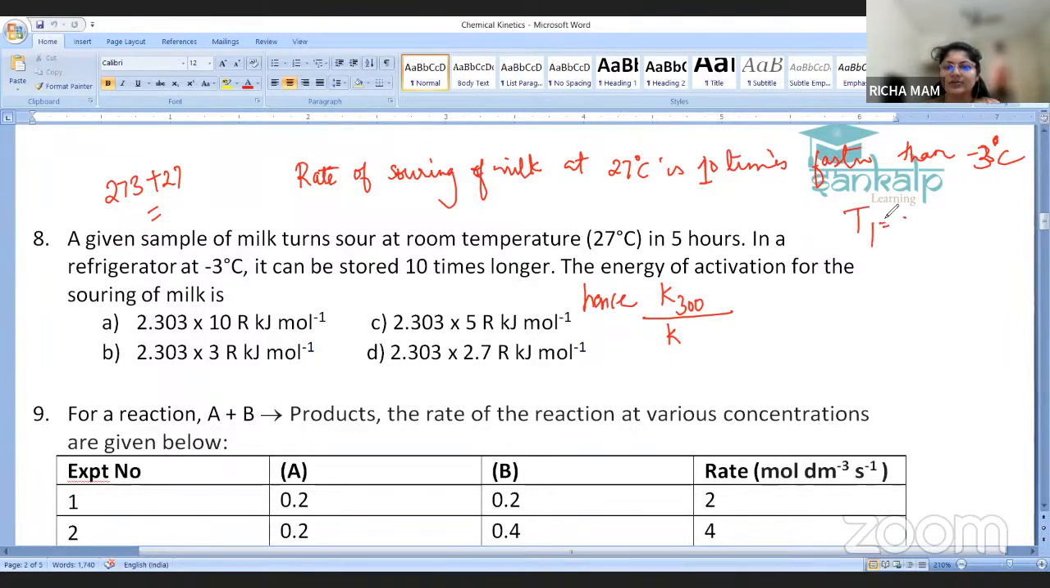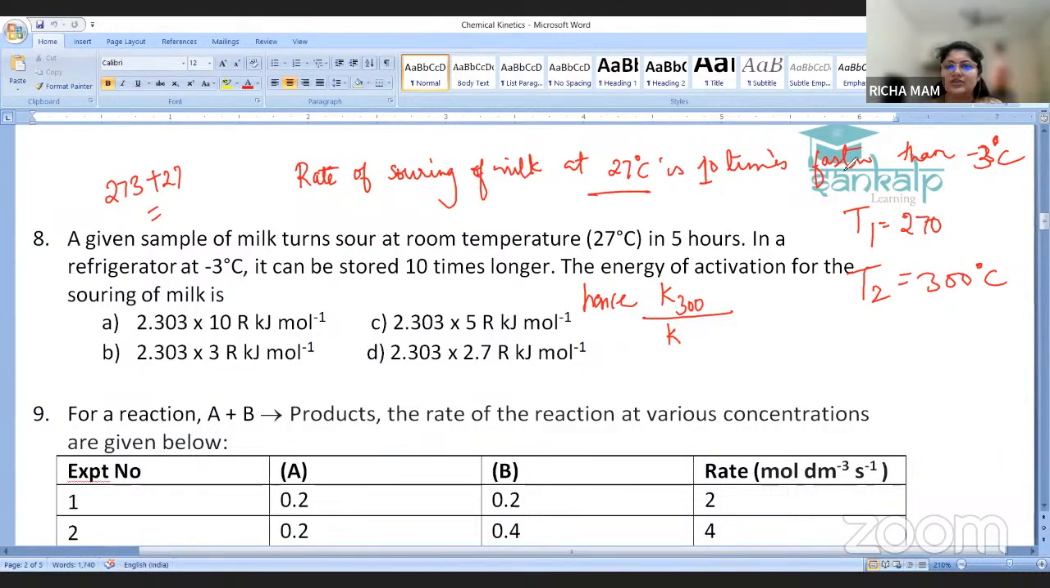So your T1 will be 270. T2 will be 300. Minus 3 degrees Celsius means 273 minus 3, so that is 270.